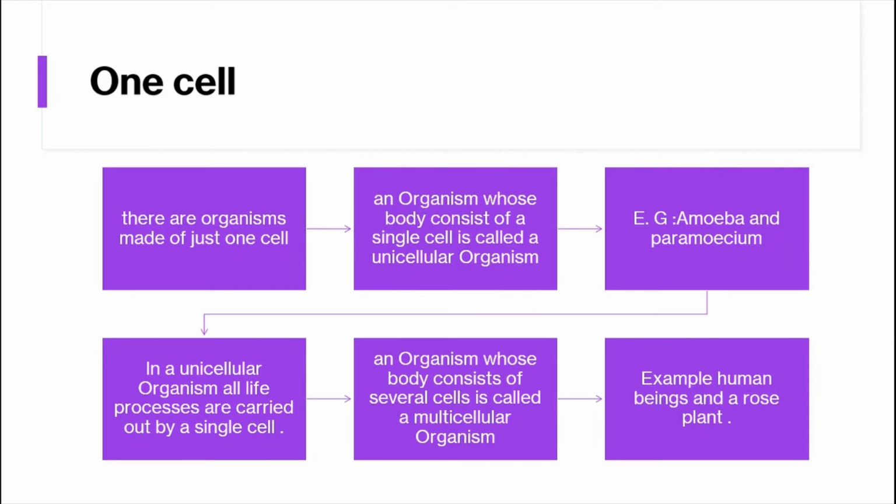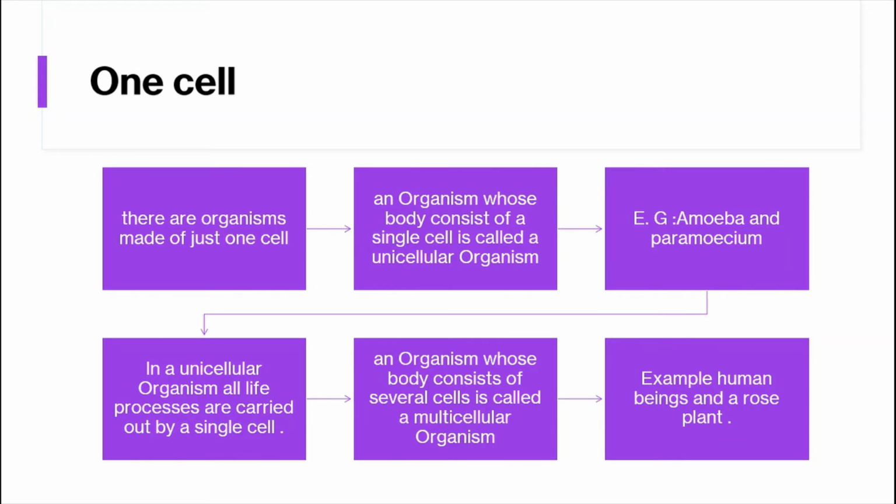One cell. There are organisms made up of just one cell. Means they are made up of a single cell. An organism whose body consists of a single cell is called a unicellular organism. Examples are amoeba and paramecium. In a unicellular organism, all life processes are carried out by a single cell.